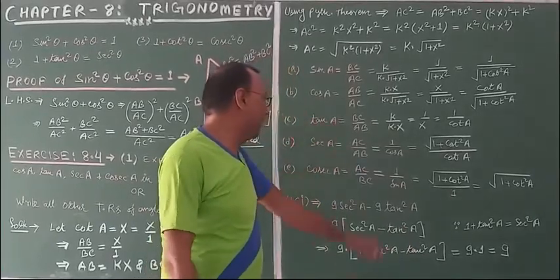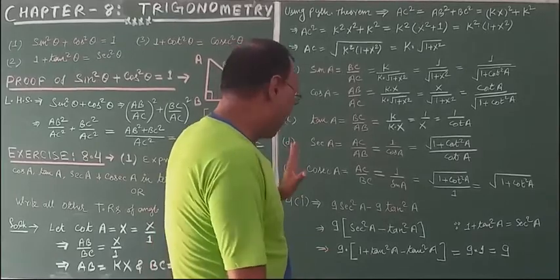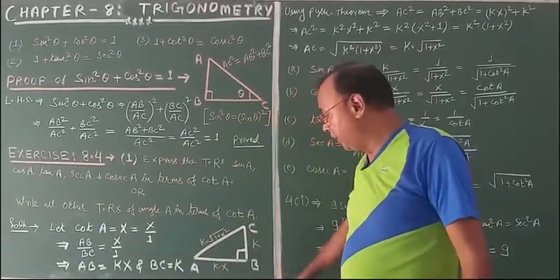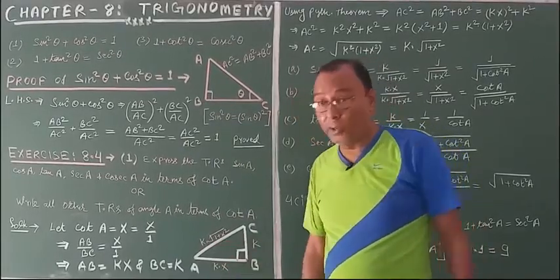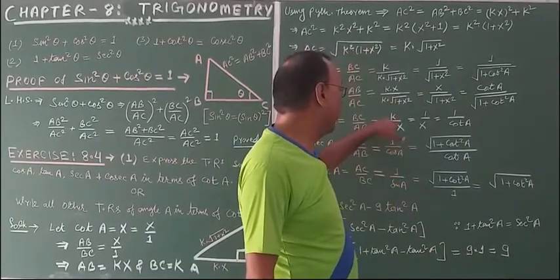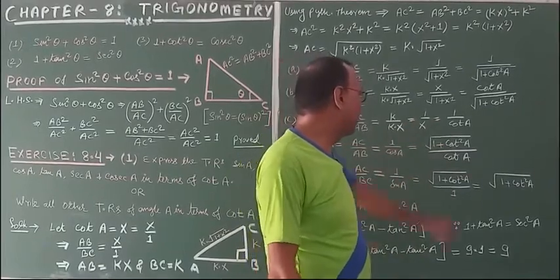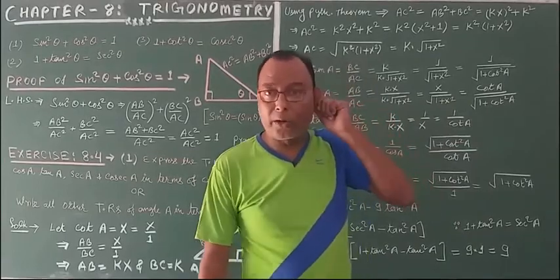Next thing is tan A. Tan A is perpendicular upon base. That is BC upon AB. Therefore it will be k upon kx. K cancelled, 1 upon x. And what was x? Cot A. So tan A is equal to 1 upon cot A.